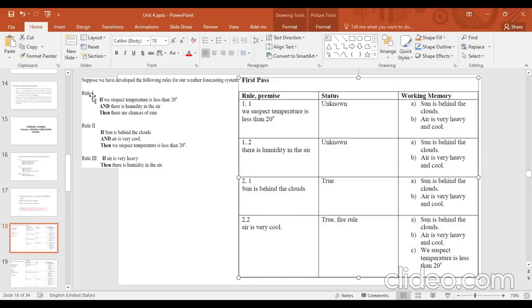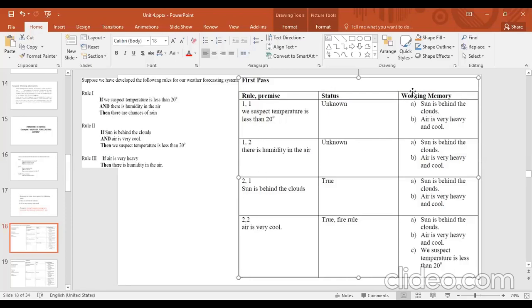Okay. Now here rule number 1. You have to write the rule in this first column. The first rule is, we suspect temperature is less than 20 degree. Now the second rule is, there is humidity in the air. In the second rule, the first is sun is behind the cloud. And the fourth is air is very cool. Okay. So here I write this rule in this first row, first column.